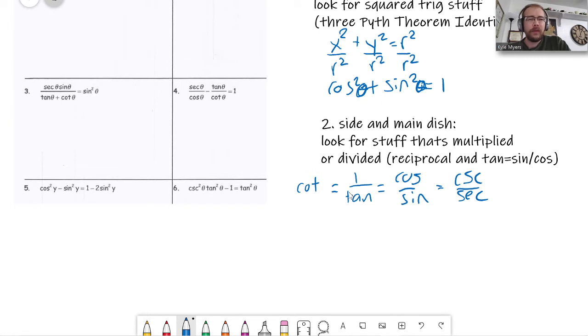You can flip it around using tan equals sine over cosine. You have to remember that one, it's super important. And then you can use the reciprocal functions to change that around, or just a reciprocal function by itself, like cosine is 1 over secant. So step 1, appetizer. Step 2, you want your side and your main dish, so you're going to look for stuff that's multiplied.